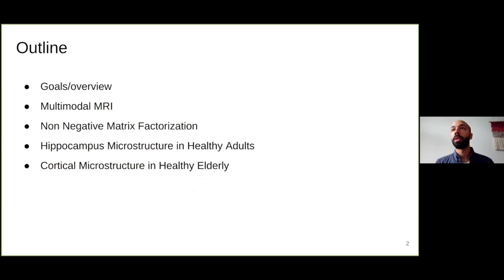So I'll start with a quick overview of the goals and general outline of the project and what it's trying to accomplish. Then I'll get into some background. I'll talk a bit about multimodal MRI, as well as a technique called non-negative matrix factorization, which factors heavily into my work. And then I'll get into the two projects that I've worked on. The first one being a look at hippocampus microstructure in healthy adults, and the second being a look at cortical microstructure in a healthy elderly population.